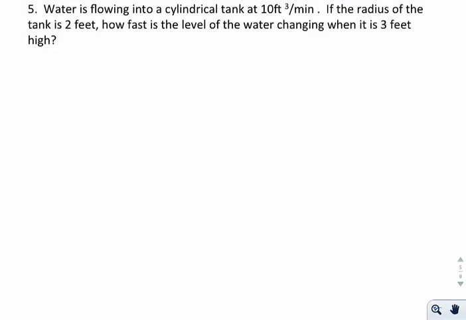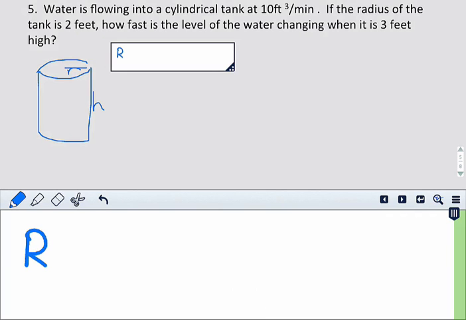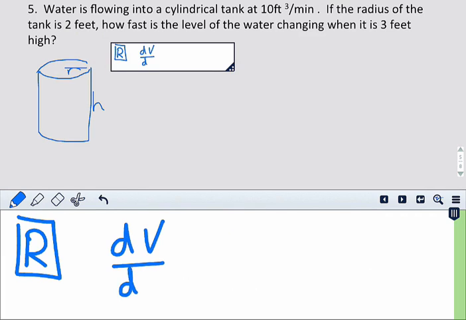All right, number 5. Water is flowing into a cylindrical tank at 10 cubic feet per minute. If the radius of the tank is 2 feet, how fast is the level of the water changing when it is 3 feet high? Well, so here we have a cylindrical tank, and in a cylinder we know we have a radius and we have a height, and that's about all we have here. So for our rates, we know that the water is flowing into the tank at 10 cubic feet per minute, and so that's actually going to be a volume. So dV over dt is going to be 10 cubic feet per minute.